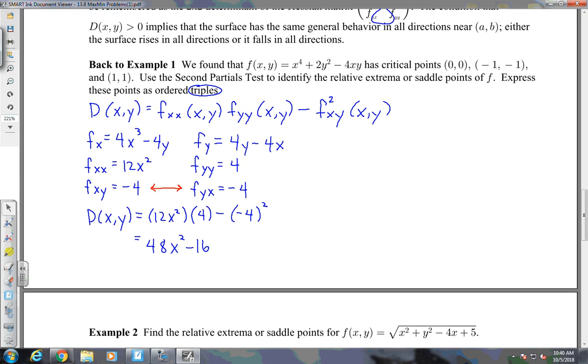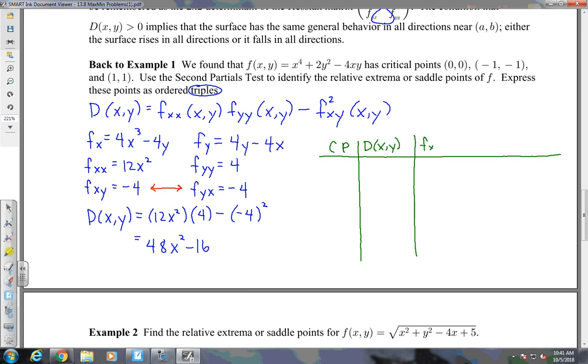Okay? So I'm going to organize this information in a table. Let's list our critical points. We have 3 of them. We're going to need the value of this function D of x,y. We also need to check the value of our second derivative, which, by the way, you can also use f sub yy right there. You can use either one, f sub xx or f sub yy. Use either one of your pure second partials. And then we can identify the type of the point.